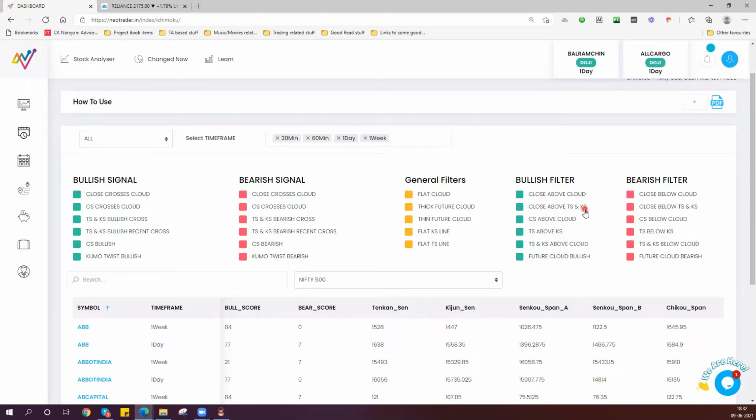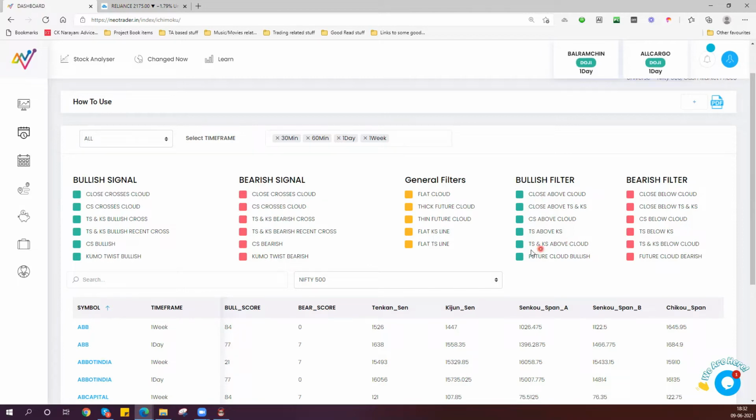After that, the TSKS lines are the other set of determiners. So TS and KS are above the cloud, and TS is above KS. That means short term is above the medium term. When TS and KS are above the cloud, the cloud is longer term compared to TSKS. So the short is above the medium is above the long term. So this is completely bullish. This is something like moving averages, when you have 3 moving averages, short term above medium term above long term. That is the fully bullish status.